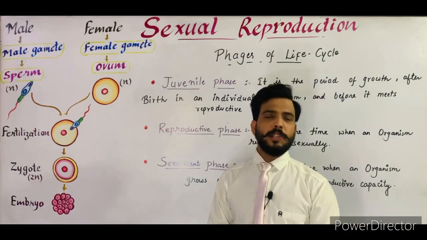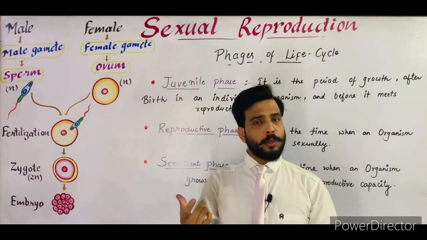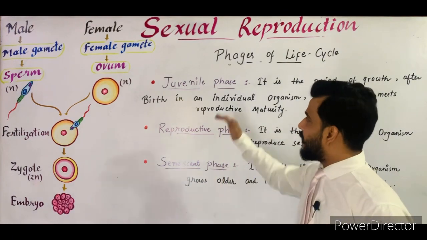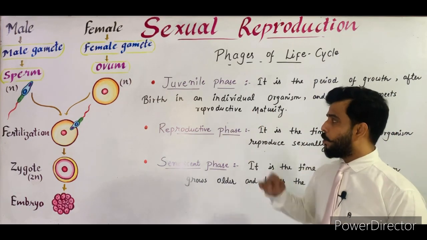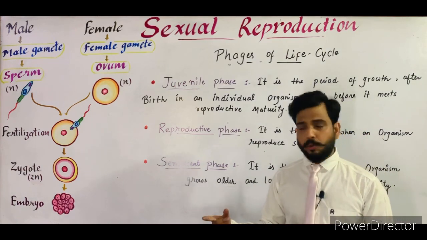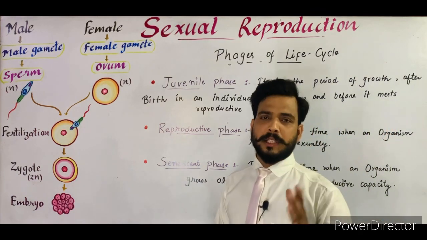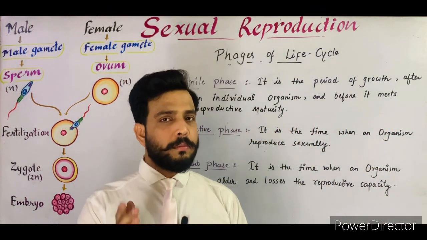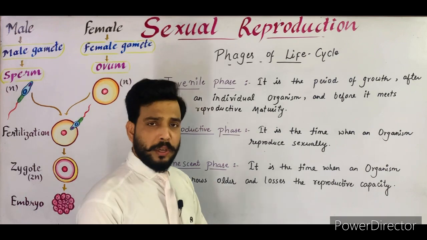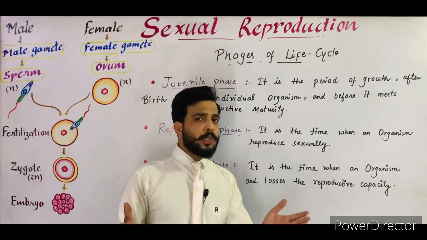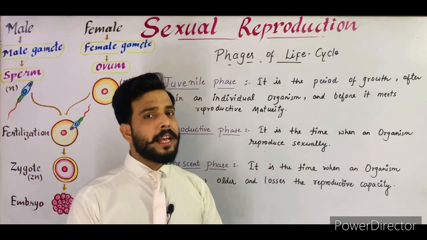So now students, we will talk about the phases of the life cycle. All the organisms which reproduce sexually have 3 main phases in their life cycle. Number 1 is the juvenile phase, or the young phase. Number 2, the reproductive phase, when the organism reproduces, and the last one is the senescent phase, when the organism loses the capacity of reproduction. Now I will describe all 3 phases. First one is the juvenile phase. Juvenile means the young phase, when an organism has not matured sexually and is unable to reproduce sexually, then it is known as the juvenile phase.